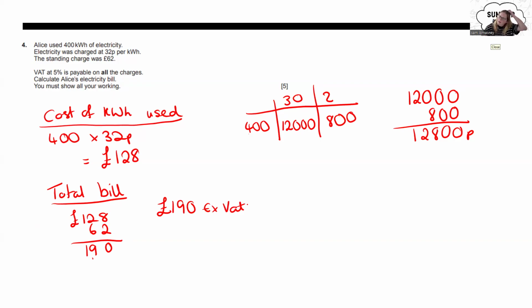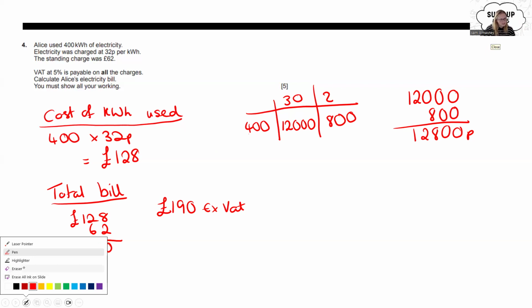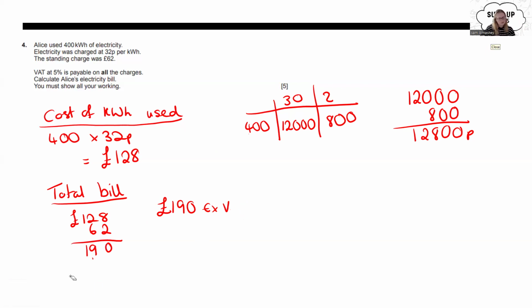So that means that the VAT has not been calculated at this moment in time. VAT is at 5%. VAT stands for value added tax. So in the UK, we're paying tax on top of items, apart from certain items. Things like cereal and stuff like that, you tend not to have to pay tax on, but most things you do.